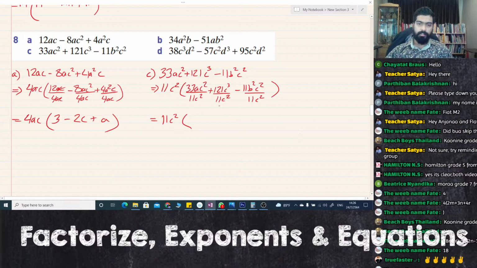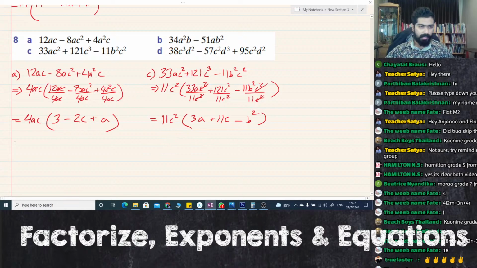All right, guys, so inside the bracket, what we are going to have is 3A, because this C square and C square are going to simplify, right, guys? So we're going to have 3A plus 11C, minus B square, because the C square and C square will simplify themselves. So this would be our final answer, guys.